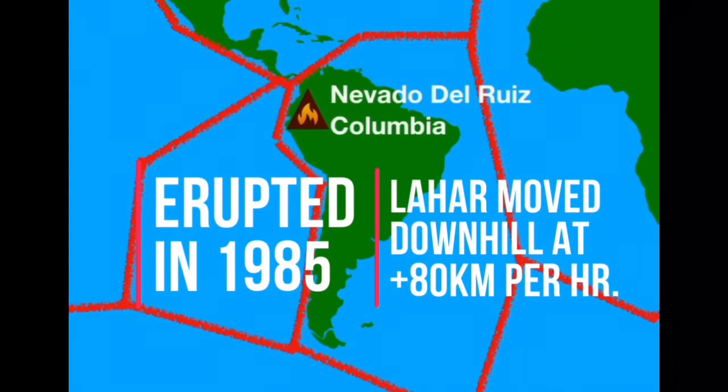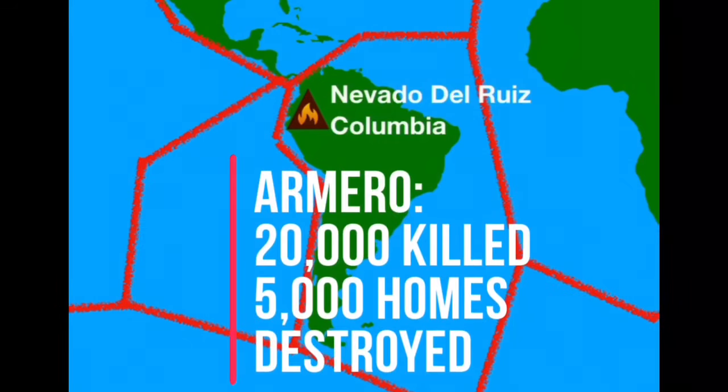The Nevado del Ruiz volcano in Colombia erupted in 1985, creating a lahar which moved downhill at over 80 kilometers per hour. Over 20,000 people were killed and 5,000 homes destroyed in the town of Armero, which lay at the base of the volcano.